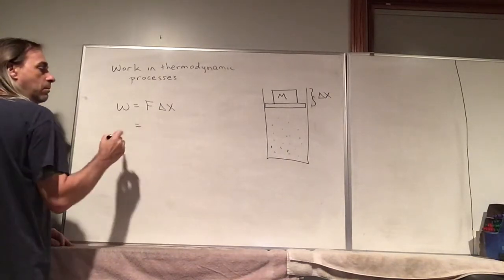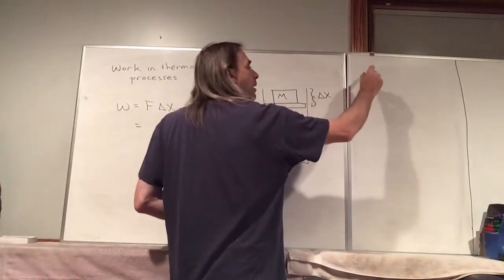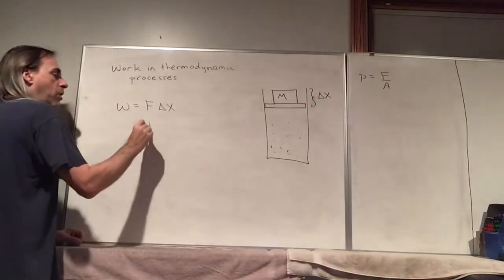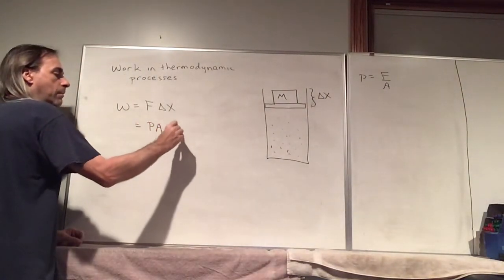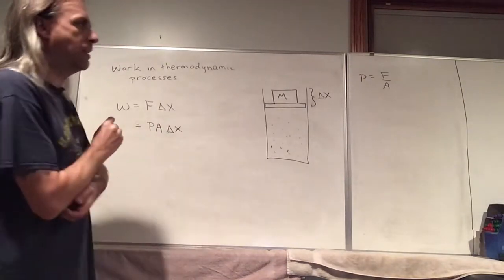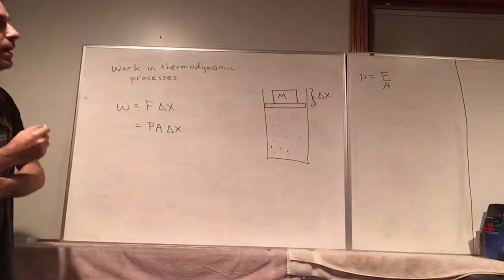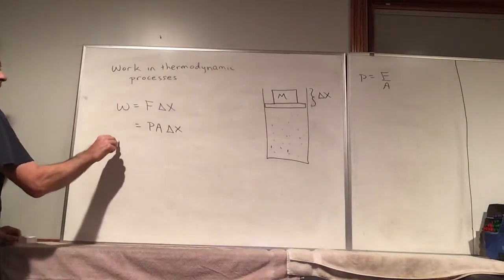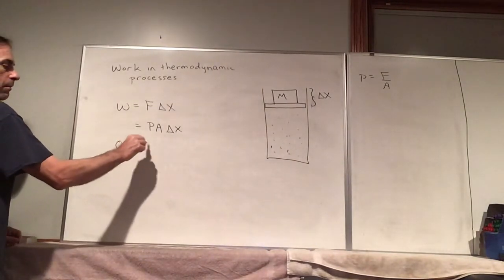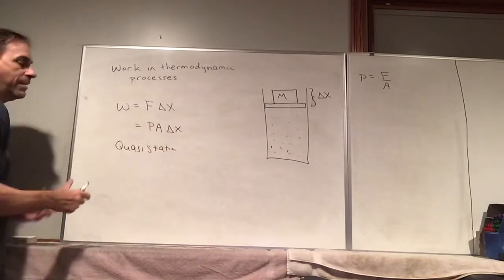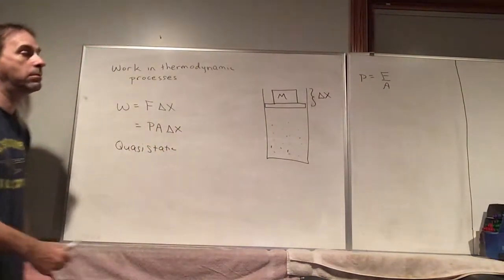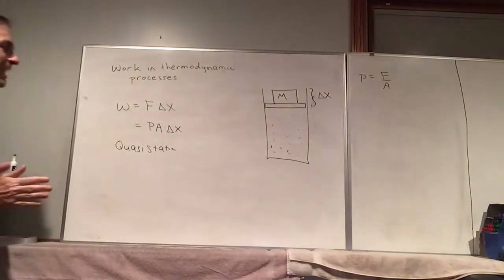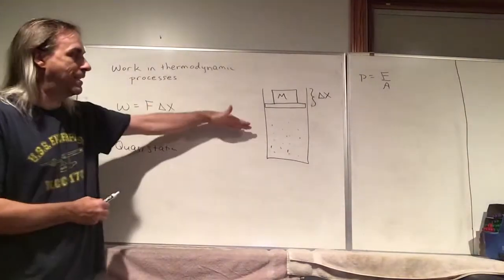Now, pressure is force over area. And so we can write the force as pressure times area. Now, we actually have to be a little bit careful in doing that. We have to assume that this process is what we call quasi-static. What that means: static means nothing is happening, things are remaining stationary, or no changes. And quasi-static means there is a change occurring. I mean, the gas is expanding.